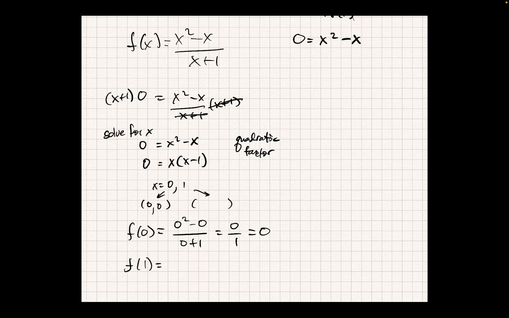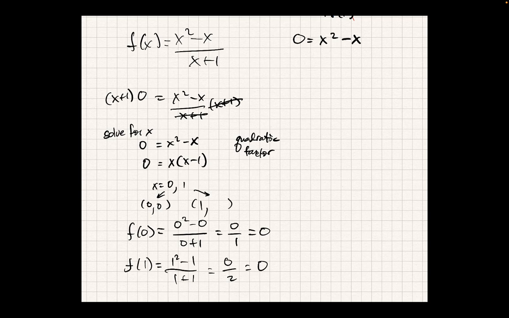Oh, what is it? So 1 squared is plus or minus 1? 1 squared. No, we're not taking the square root of anything. I'm plugging 1 in, squared is just 1. Minus 1 is 0. And then you've got to do this, which is 1 plus 1. So now it's 0 over 2.